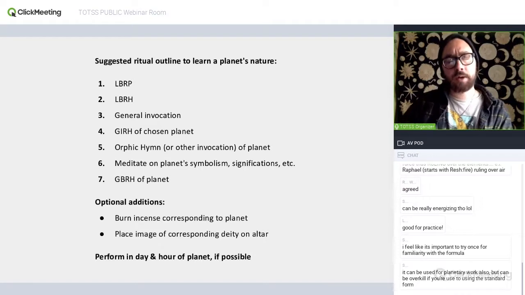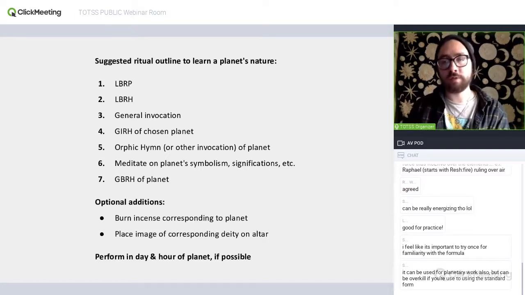Then the third step here is what we call a general invocation. This is just a way of connecting yourself to a source of power. There are a lot of different ways that you can do this. Any kind of spoken invocation of the highest or of the divinity is appropriate here.